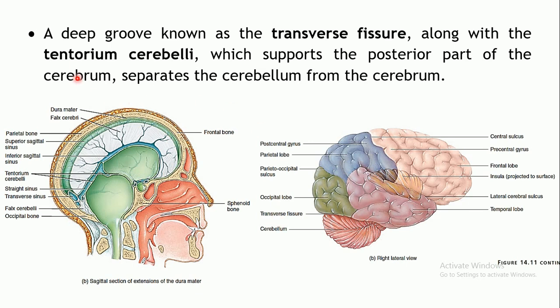Also present is the tentorium cerebelli. Remember that one? When we were discussing the protective layers of the brain, the dura mater has a double layer, and the dura mater has certain extensions. This particular extension of the dura mater, the tentorium cerebelli, extends in between the cerebellum and the cerebrum. So it is separating the cerebrum from the cerebellum, these two structures. Transverse fissure, which is a groove, and tentorium cerebelli, which is a part of the dura mater.